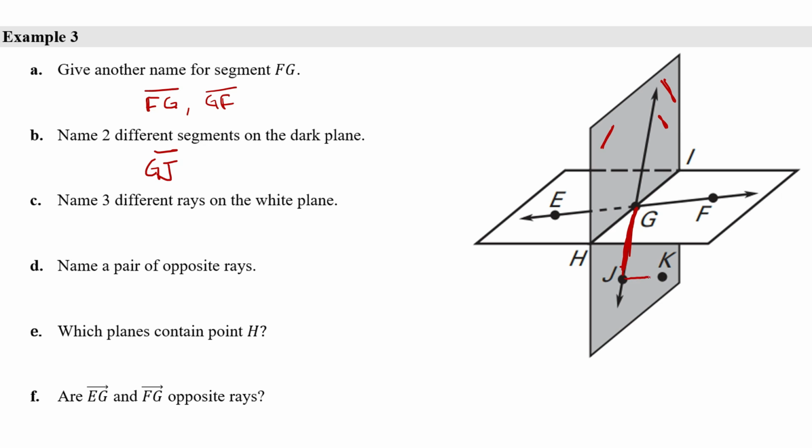And even though you don't see this little segment here, there does exist a bunch of points here that we just didn't draw out. And that will be a segment there, JK. So we can also say segment JK.